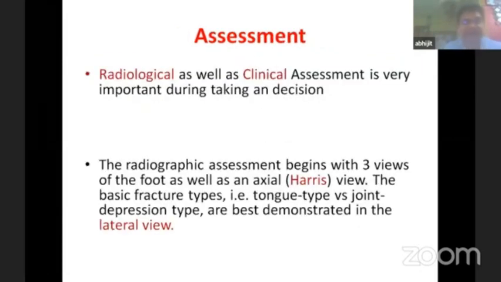So assessment is very important. Radiological assessment as well as clinical assessment is very important when taking the decision. In our PG life, we always go through this kind of calcaneum fracture, whether we do the operation or not. So it is very important to take the decision. The radiographic assessment begins with the 3-view foot as well as an axial Harris view. The basic fracture type, that is tongue type versus joint depression type, is best demonstrated in the lateral view.